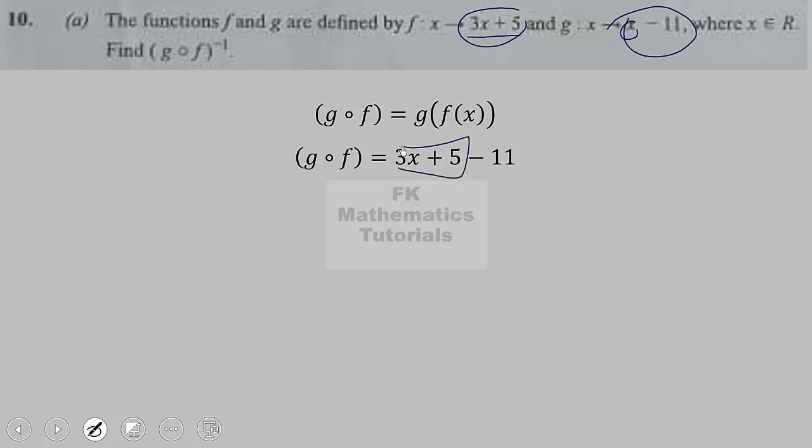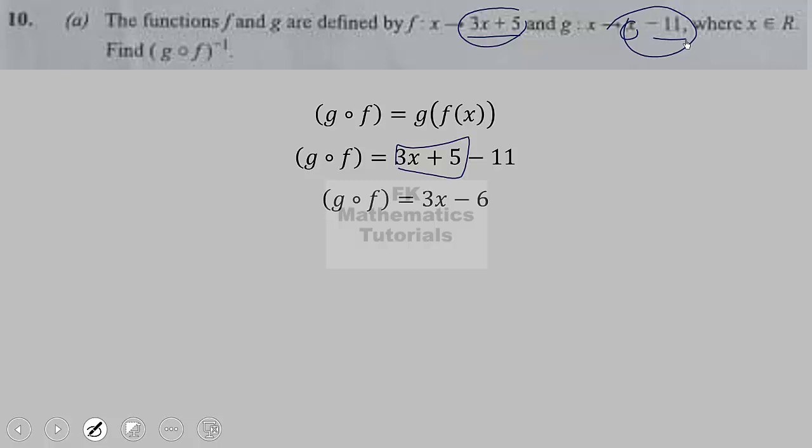So g circle f, composition of functions, means g will operate on the result of f. So g of f of x, we substitute f of x, which is 3x plus 5, into x minus 11. So wherever you see x here, you put 3x plus 5. So that is what we've got here, minus 11. So this will give us 3x minus 6.